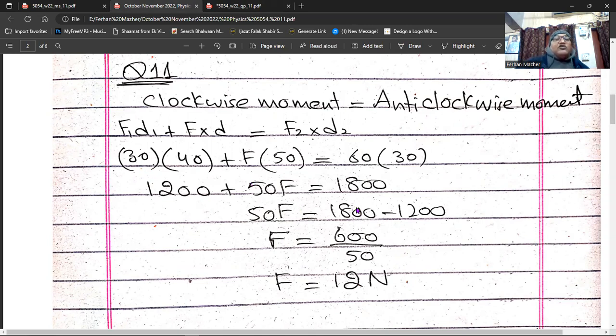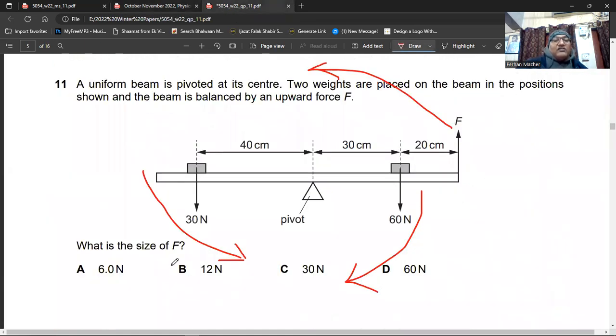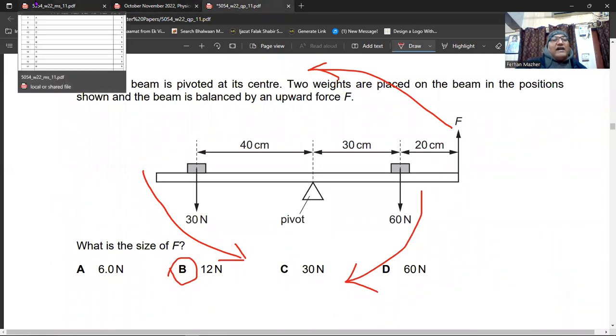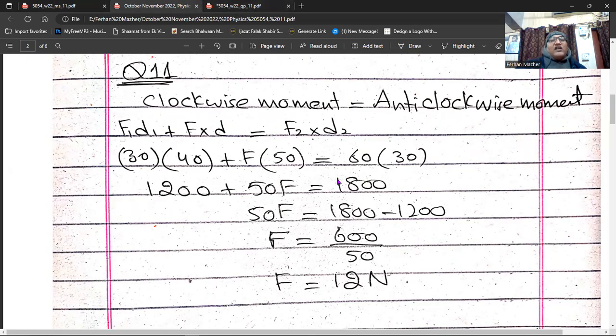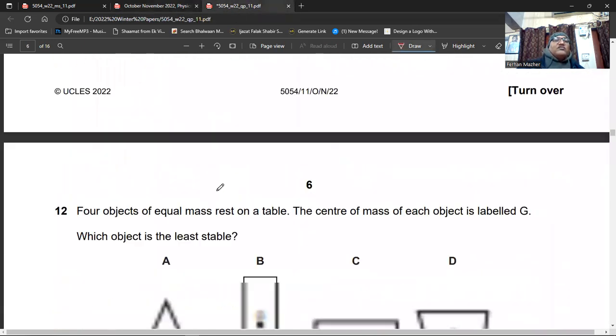So 50F will be equal to 1800 minus 1200, and that will be 600. And this 50 will go downstairs to the other side. So it will be 600 divided by 50, and that will be 12 Newton. So I think the force F will be 12 Newton. So B is the right choice. Question number 11, B is the right choice, and this is how you will solve this.